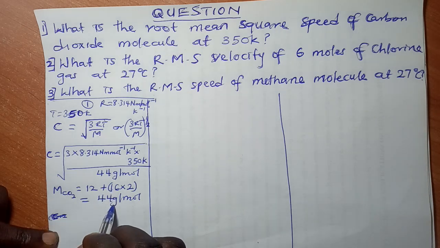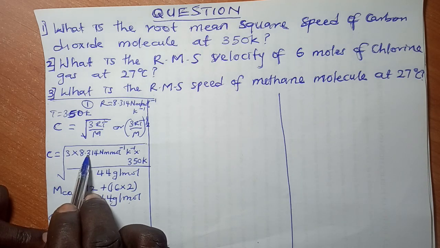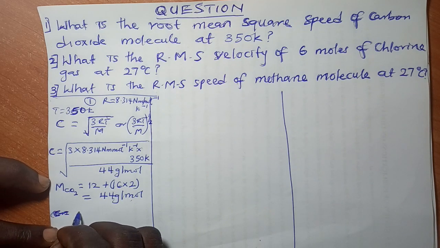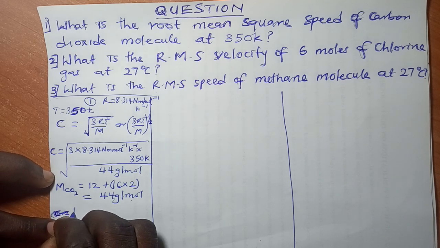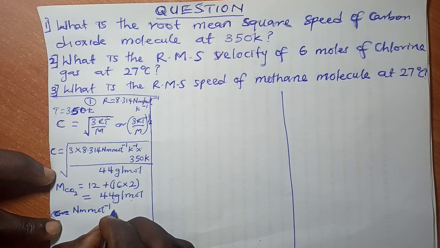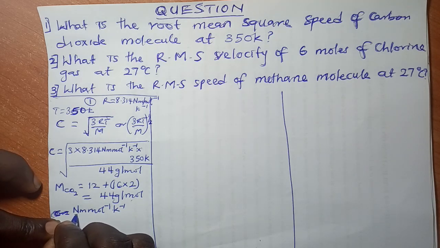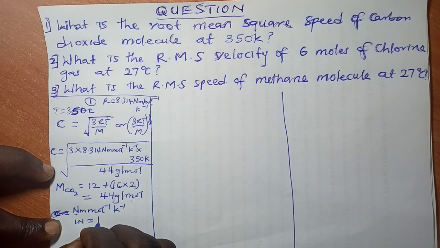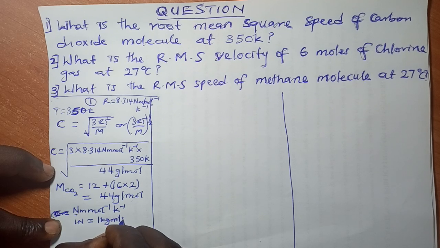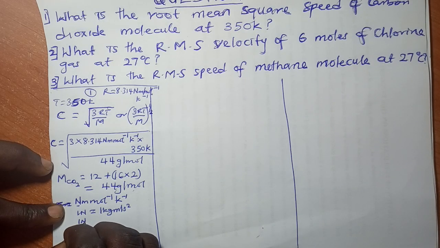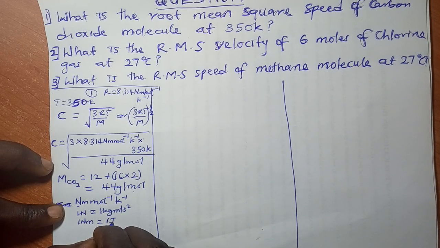This molecular weight is in gram per mole, then our molar gas constant is in Newton meter per mole per Kelvin. Let me do the analysis so that you understand. This Newton is actually 1 kilogram meter per second square, meaning that 1 Newton meter will be equal to 1 joule.